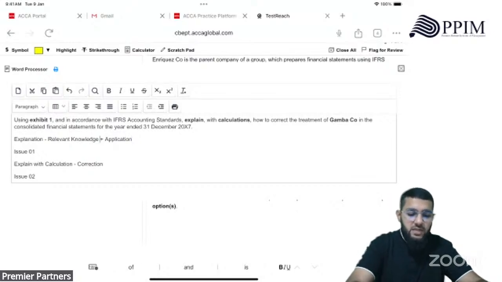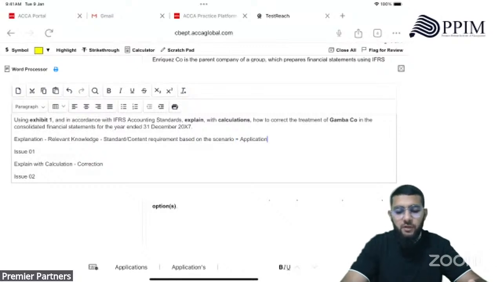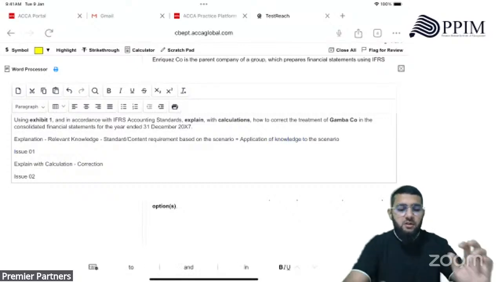So explanation, relevant knowledge plus applications. Relevant knowledge meaning this might mean application or standard content requirement based on the scenario. Okay? Based on scenario. And then the application to the scenario. Application of what? Application of the knowledge. Application of knowledge to the scenario. Okay?